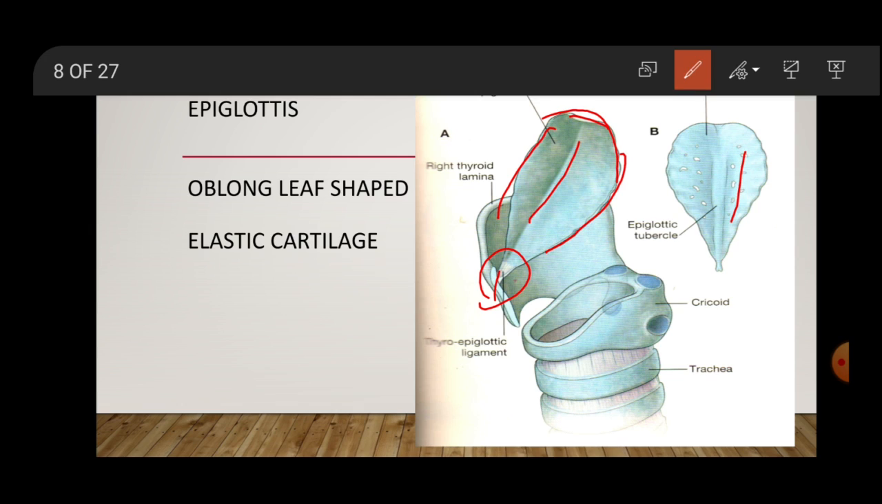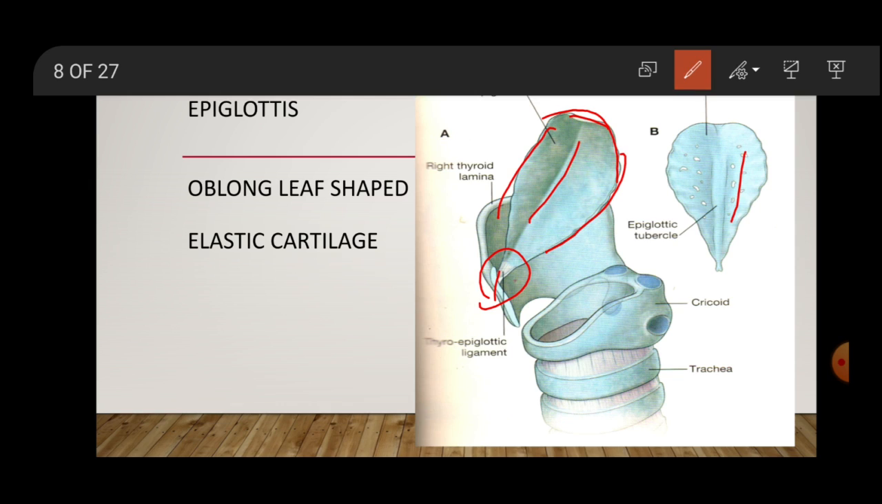Surfaces. This is the anterior surface. The anterior surface is related to the base of the tongue. This part is covered by stratified squamous epithelium, and it is connected to the tongue by means of three folds. I hope you remember this when you read about the tongue: three mucosal folds, the median and lateral glossoepiglottic folds, between the tongue and the epiglottis. So the anterior surface in the upper part is covered by stratified squamous epithelium, and it is connected to the tongue by three mucosal folds.